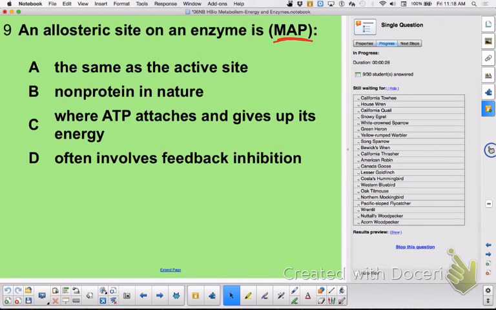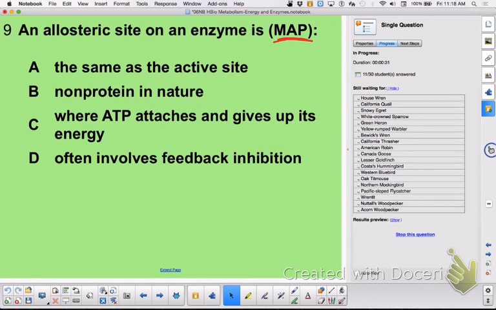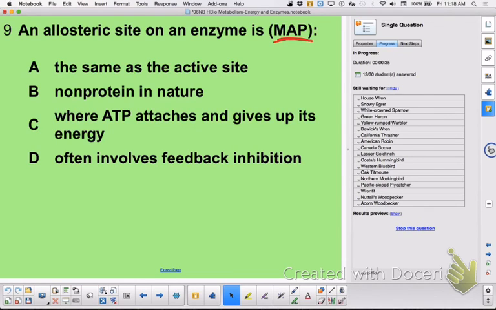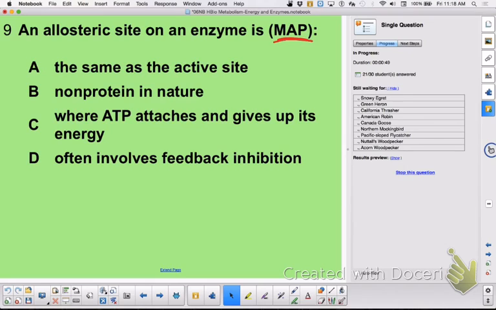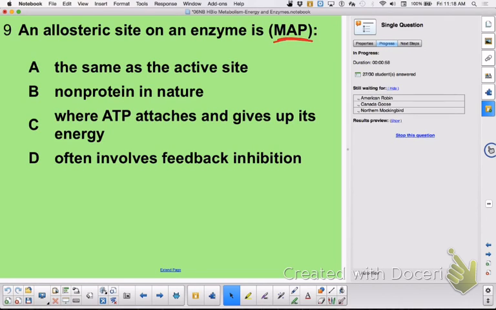Shame or gong? American Robin. Sounds like Red Robin. Oh, geez. Oh, yeah.